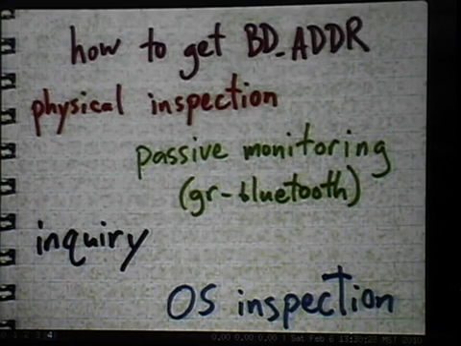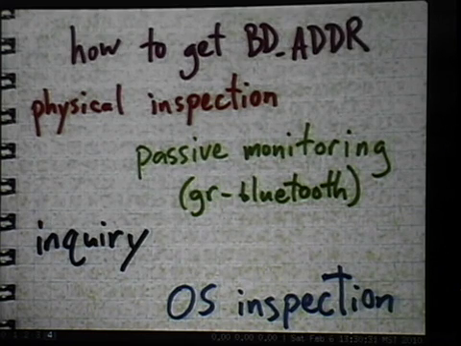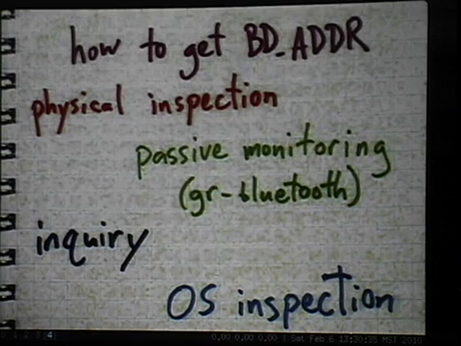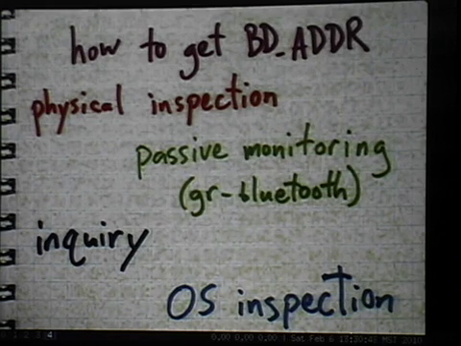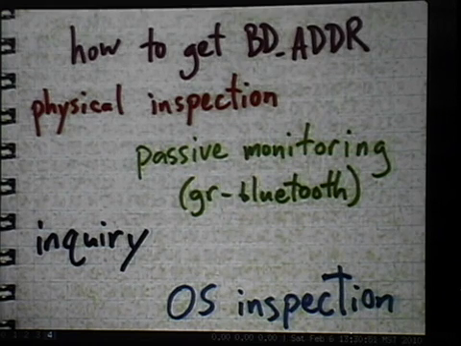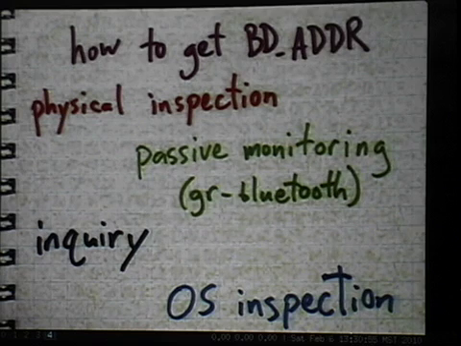So how do you get the device address that you need in order to try one of these attacks? Well, one easy way is physical inspection. If you can find that sticker, you're golden. Another way is passive monitoring using GR Bluetooth. Another way is inquiry. And inquiry is the process of finding discoverable devices. So if you just go to any Bluetooth device, like my phone, and I go to the Bluetooth menu and I say, like, find nearby devices, what I'm doing is an inquiry. The hcitool inq command allows you to do an inquiry from the command line.